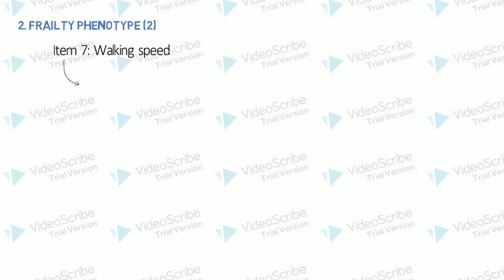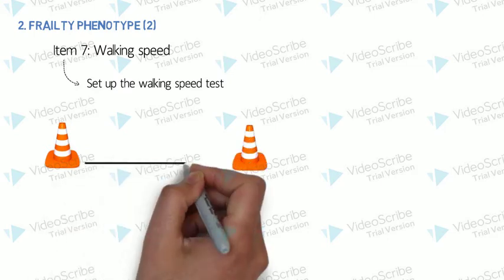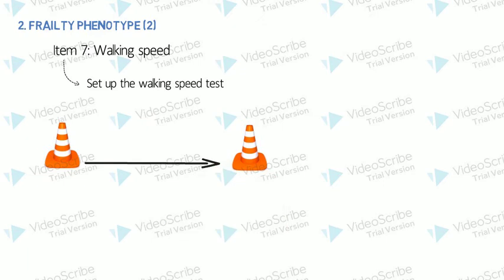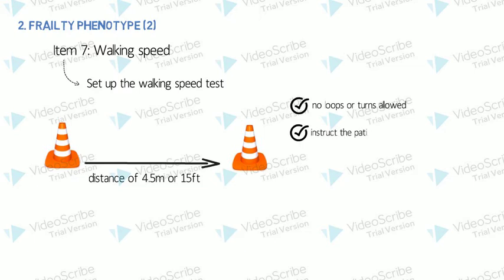Make sure you set up the test setting in order to perform this walking speed test. The setup is as follows. You can use 2 coins or any other object, but make sure the distance between these objects is 4.5 meters or 15 feet. No loops or turns are allowed. Instruct the patient to walk a straight line.